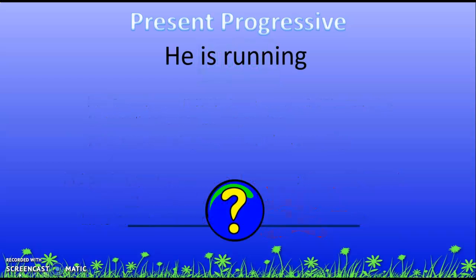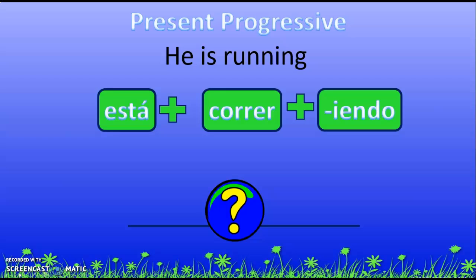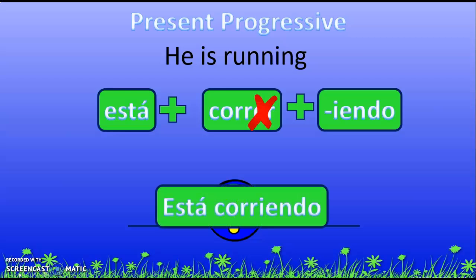So let's do a little bit of practice. He is running. Remember, you're using a form of the verb estar. Está plus run is correr, drop the ER and add yendo. Está corriendo.